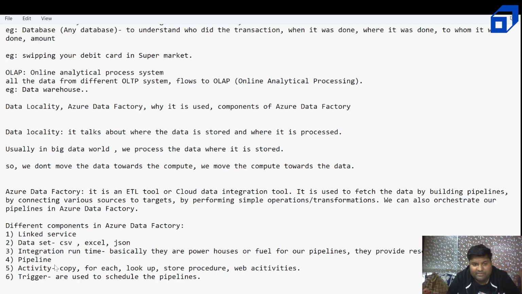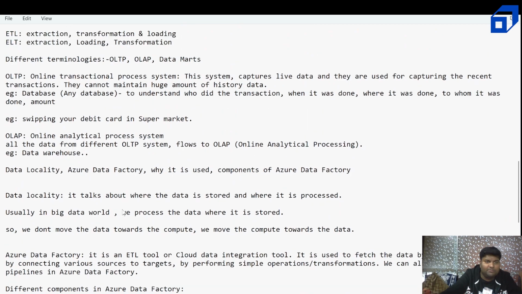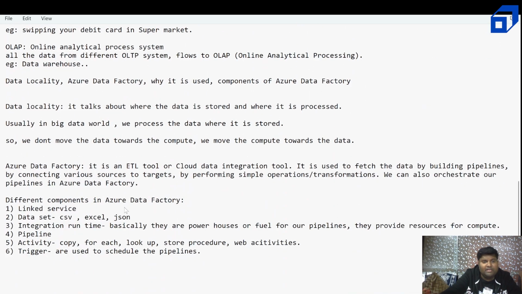So I think I have covered most of the basics of Azure Data Factory. We'll cover the remaining things in the next lecture, which will be module 4. I have covered all the topics of module 3, and we will deep dive into Azure Data Factory, how to create a pipeline and all those parts in the next module.